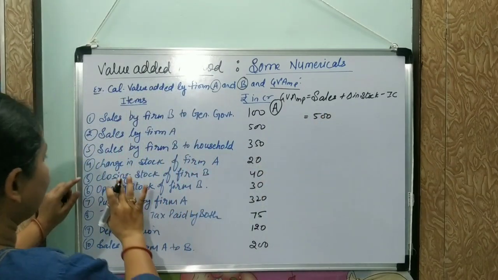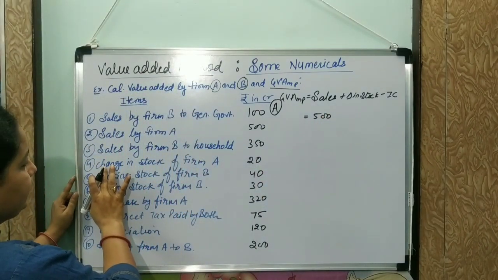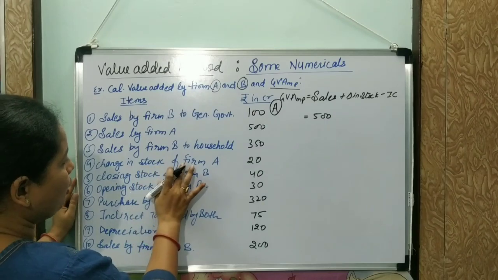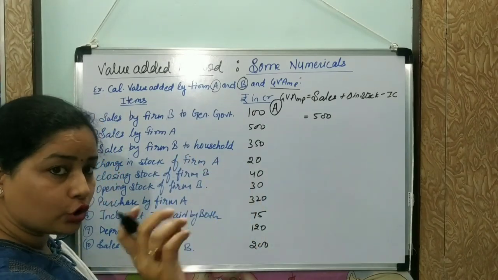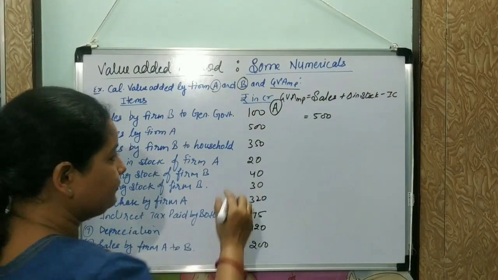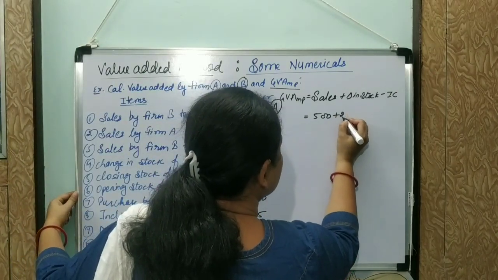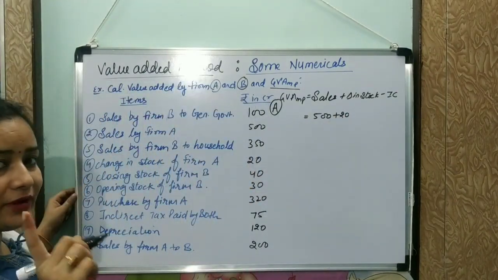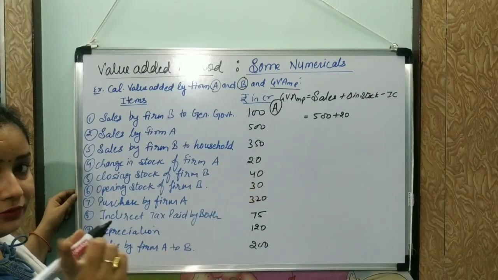Now change in stock by firm A. Simply and clearly written here: change in stock of firm A. It means no closing stock, no opening stock, simply it is given. So we'll use 20 here. Right? Now we have to find out the intermediate consumption of firm A.